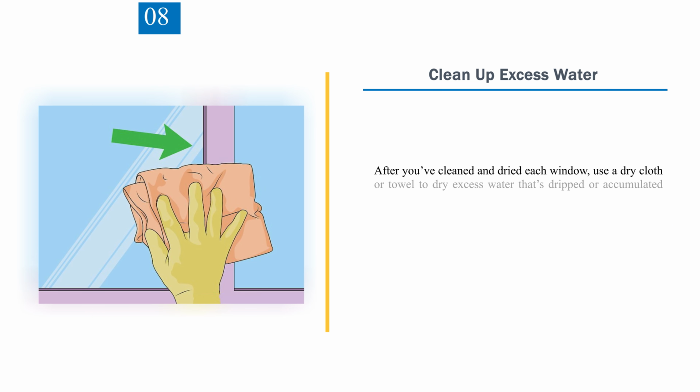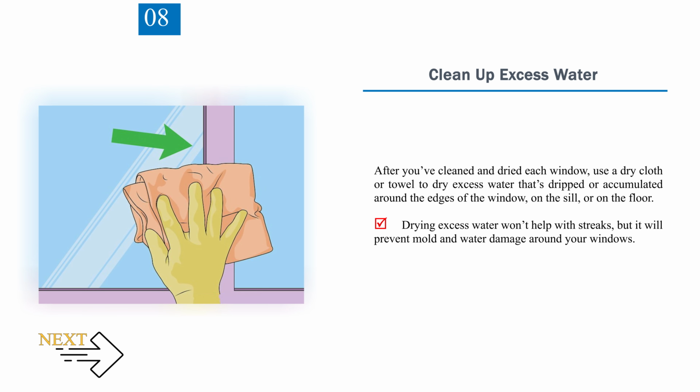Number 8. Clean up excess water. After you've cleaned and dried each window, use a dry cloth or towel to dry excess water that's dripped or accumulated around the edges of the window, on the sill, or on the floor. Drying excess water won't help with streaks, but it will prevent mold and water damage around your windows.